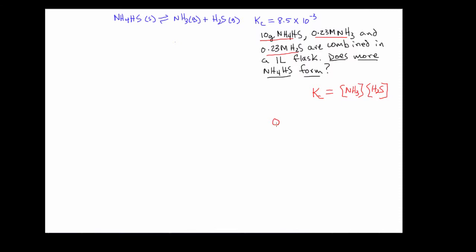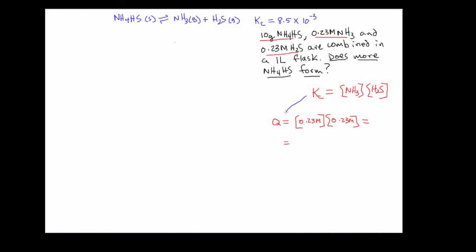So the first thing we're going to do is calculate a Q value so we can figure out which way equilibrium is going to shift. All we're going to do with this is input the relevant initial concentrations of the relevant species. So we've got 0.23 molar of the ammonia, and we have 0.23 molar of the H2S.